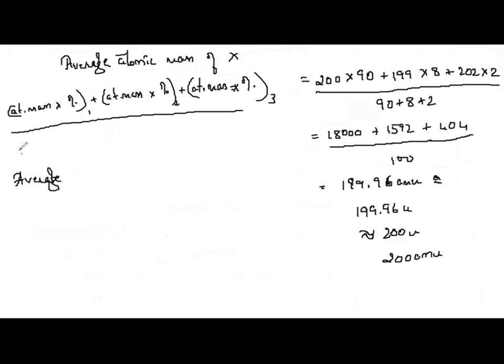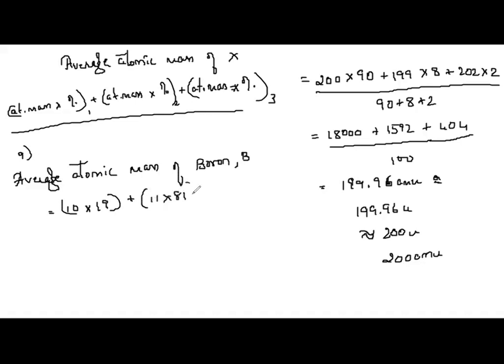This is question number 9 if I'm not wrong. Average atomic mass of boron, that is B, is equal to, what is the atomic mass of first isotope? 10 into how much percentage is given? 19, plus second one is 11 into 81%, divided by 100. It total becomes 100 always.